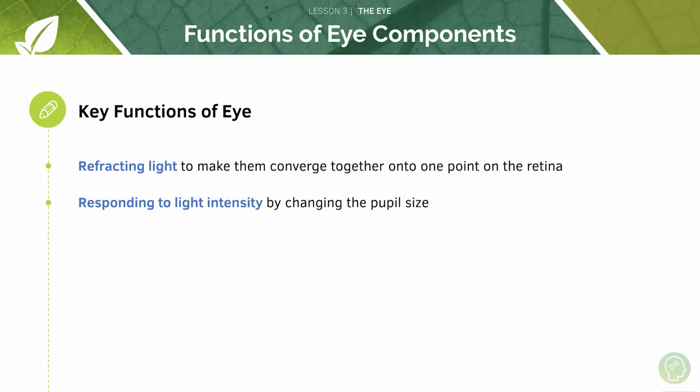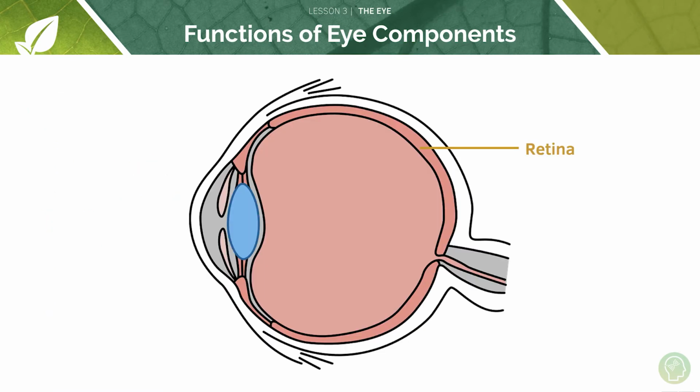A second key function of the eye is responding to light intensity by changing the pupil size. So the higher the light intensity, the less light we need to take into our eyes. So the size of the pupil can therefore get smaller. And also the eye is really important for maintenance and protection. So these are the three key functions of the eye. Now we're going to come on to the various components.